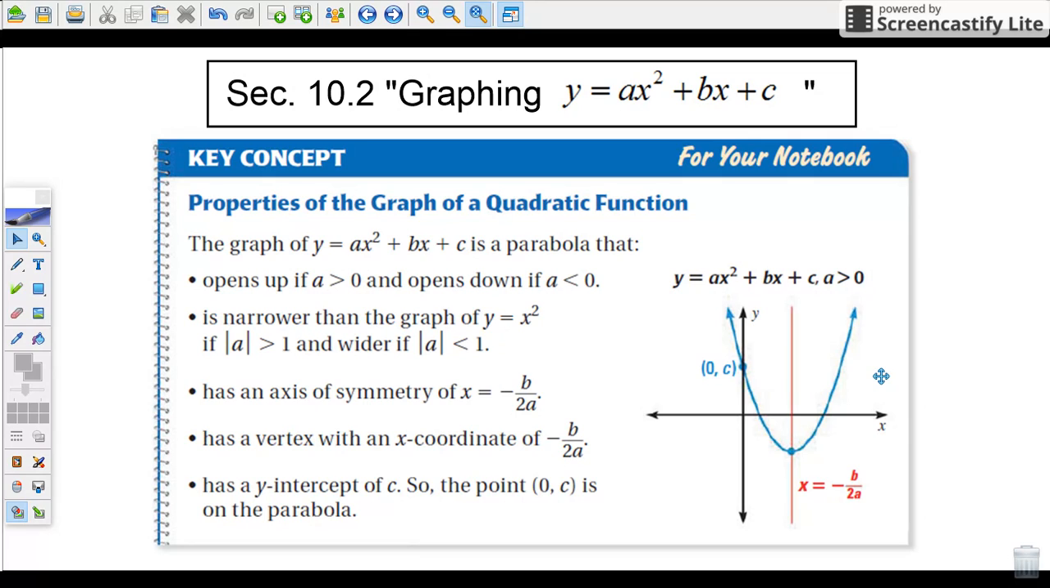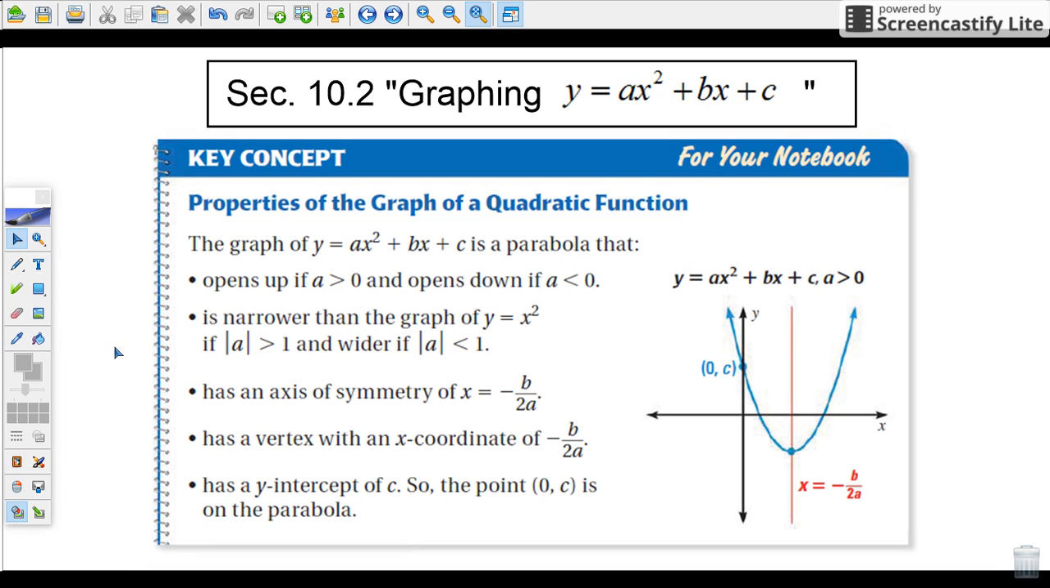We're going to talk about section 10.2, which is graphing quadratic equations in the form y equals ax squared plus bx plus c. So now we do have a term here in the middle, bx. Here's some information about the graph of a quadratic equation. I'll let you read through this on your own.